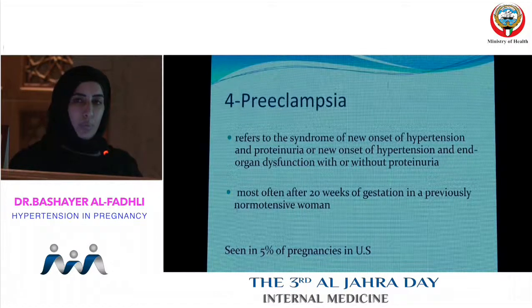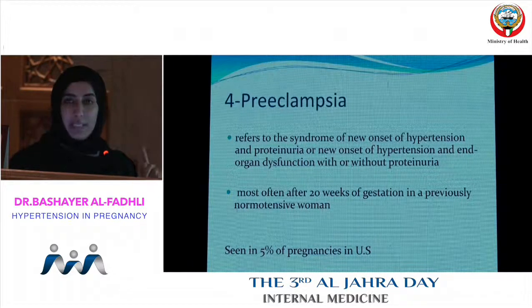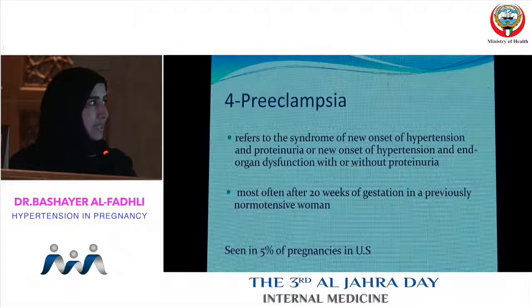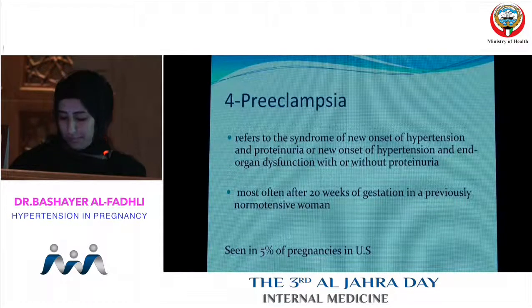Preeclampsia, before we used to diagnose as having the triad of edema, proteinuria, and hypertension, but it's not anymore. Preeclampsia is a syndrome of new onset hypertension or worsening hypertension with or without proteinuria, with end organ damage. It's most often coming after 20 weeks of gestation in a previously normotensive woman, and the incidence is 5% in the US.